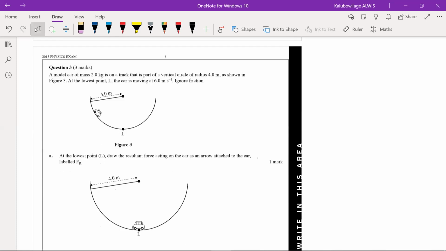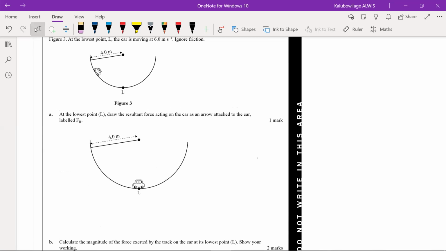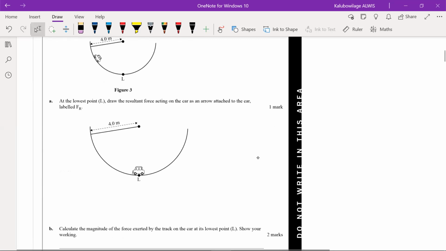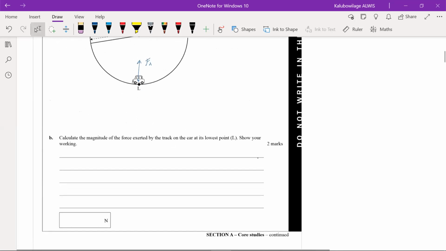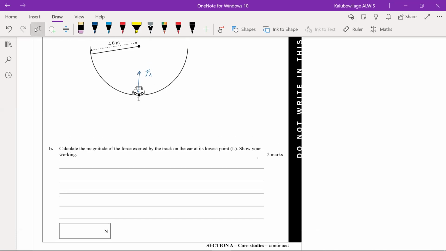Circular force questions. At the lowest point, I'll draw the resultant force acting on it. The resultant force is just the centripetal force. Calculate the magnitude of the force exerted on the track at the lowest point. Since it says the magnitude of the force exerted by the track, you take all the forces on the track, not just the resultant force.